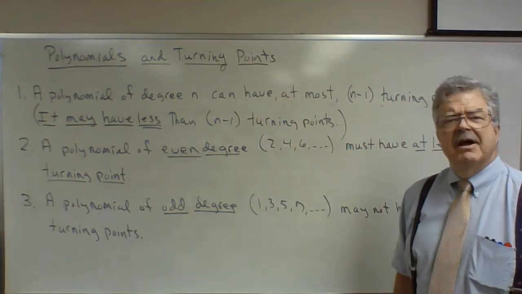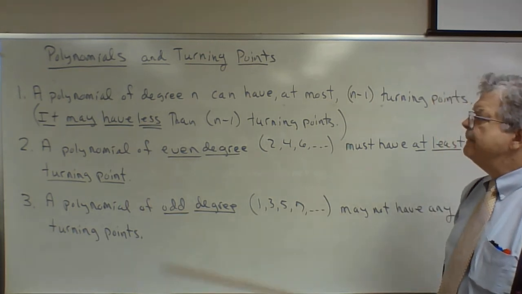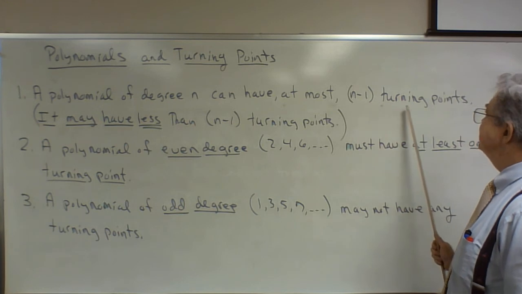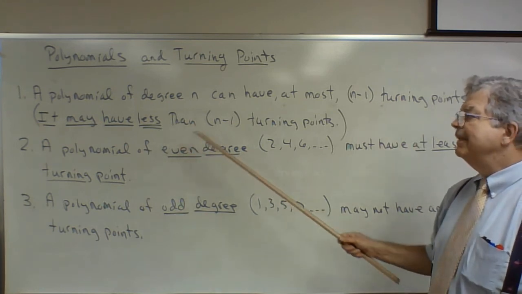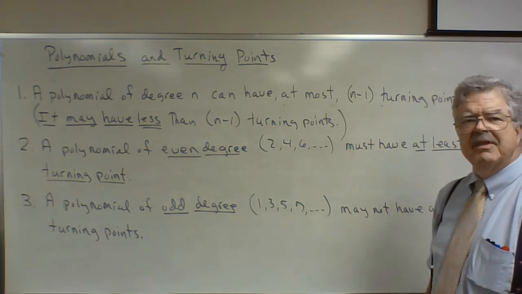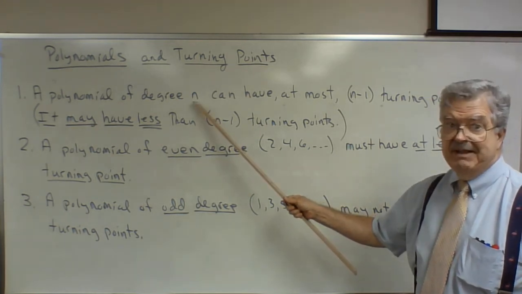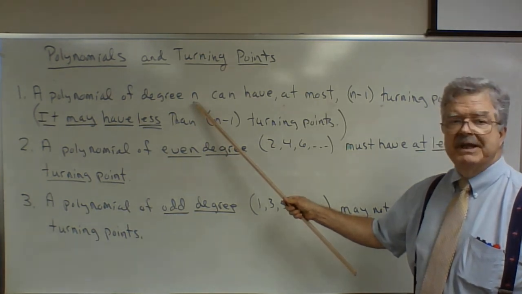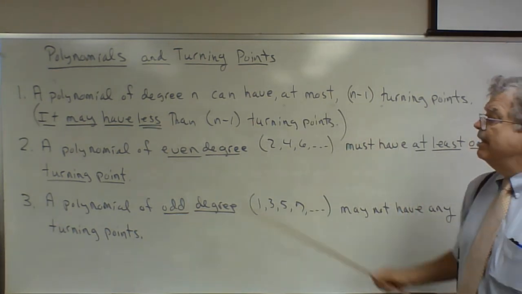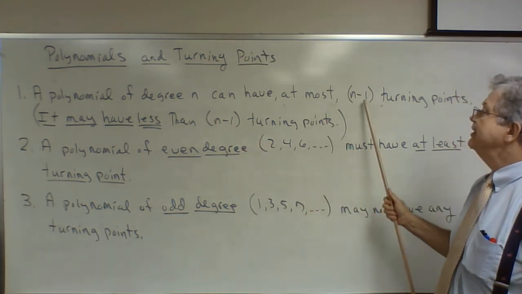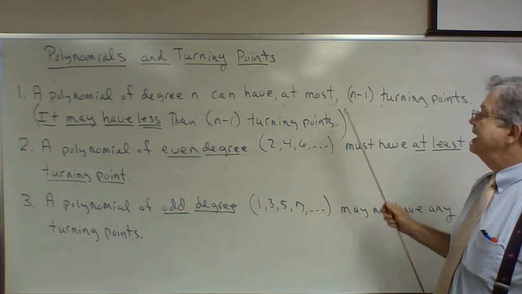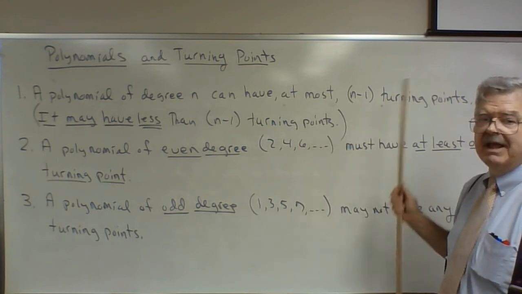Polynomials and turning points. Just a few basic things that we might want to know. A polynomial of degree n can have at most n-1 turning points. It may have less than n-1, but n-1 is the most that it can have. So let's say n equals 3. We have a polynomial of degree 3. It can have at most n-1 or 2 turning points. A polynomial of degree 3 can have at most 2 turning points. It may not have that many. A polynomial of degree 8 can have at most 7 turning points. It may not have that many.